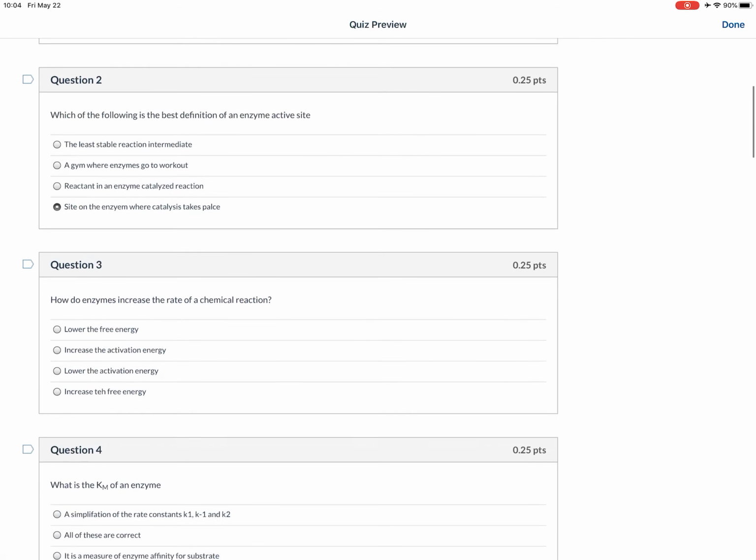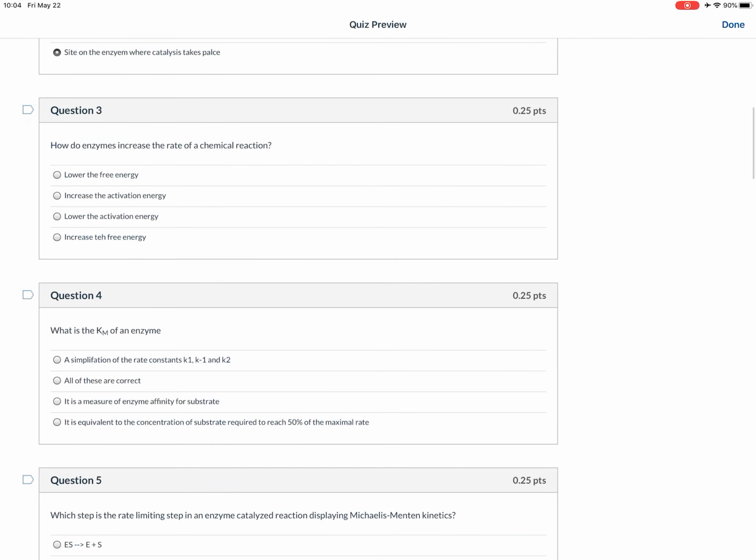Man, there's a lot of typos. How do enzymes increase the rate of reaction? You guys got this one 100% right. Nobody missed that. Lowers the activation energy.